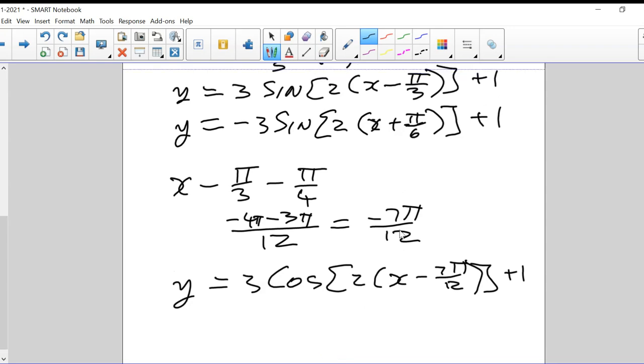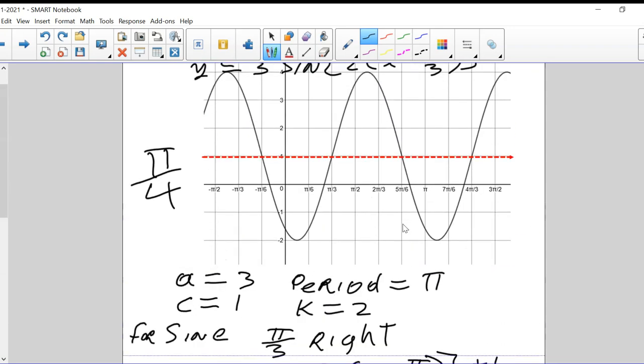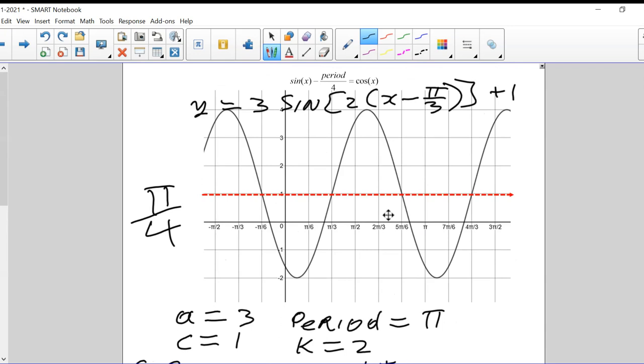Now, it's kind of difficult to look at the graph and tell that, because what I said the last time is look for the high points of the graph. Where's the high point? And see where that high point is, because remember, we're looking for a cosine function this time, right?